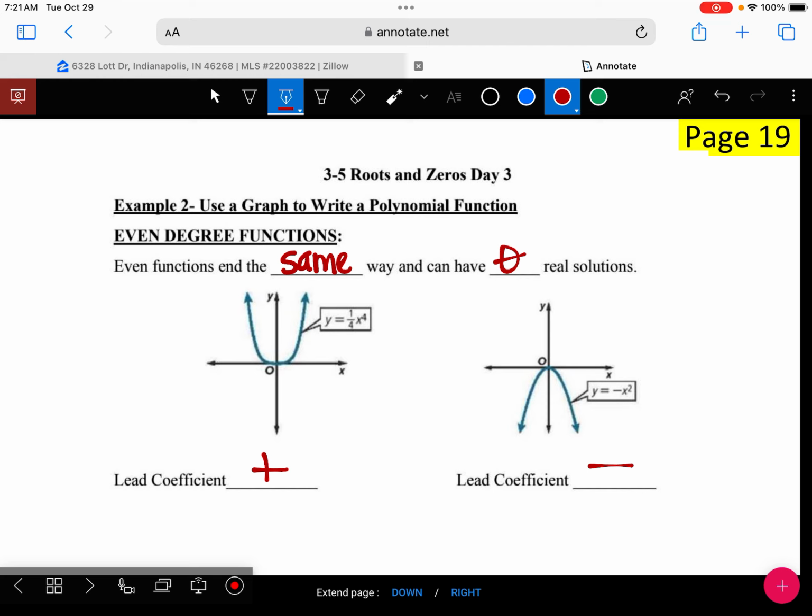If both arrows are going up, it's positive. If both arrows go down, it's negative.